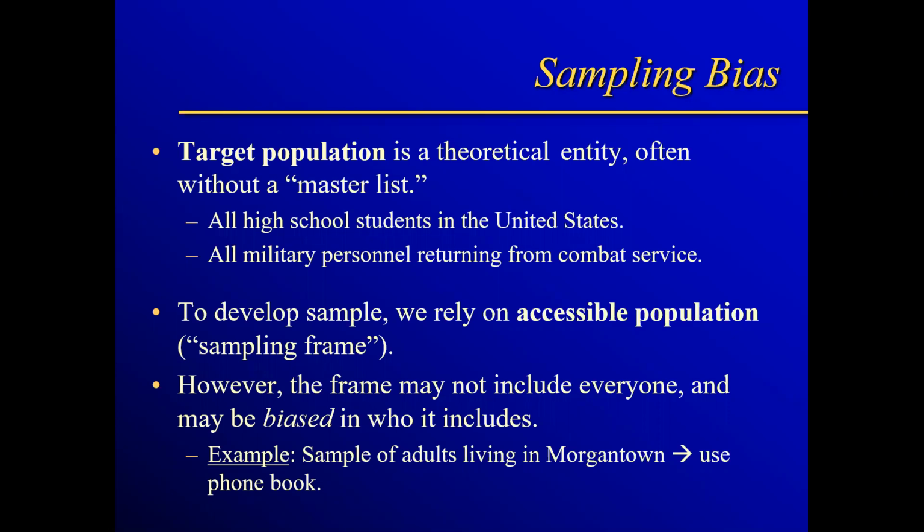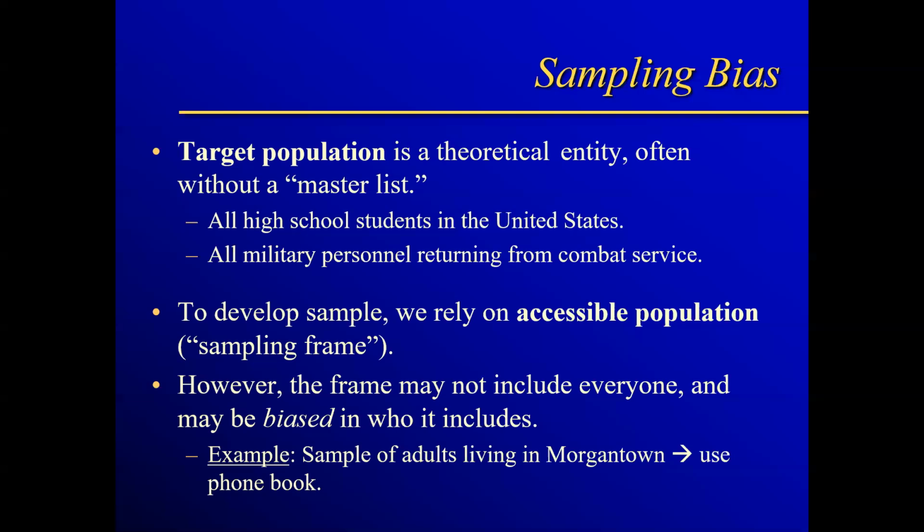And WVU students are a large portion of Morgantown, right? So if I use the phone book, I'm already excluding all the West Virginia University students, and that's such a large portion of my population. So right there, my sample is biased because I'm not asking students. There may be other problems with the phone book, like people who don't have a phone, right? If you don't have a phone, you obviously won't be in the phone book. Maybe that might not be a problem for Morgantown, but maybe in some of the more rural areas of West Virginia, that might be a problem.